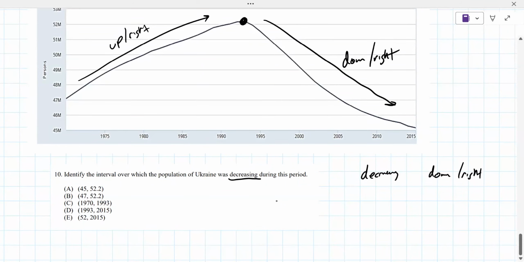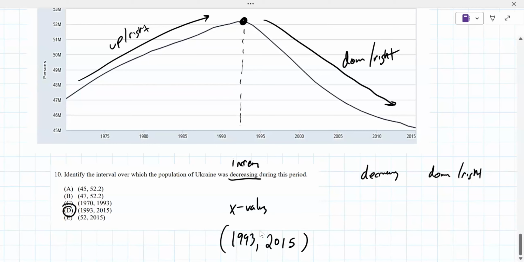Okay. So whether it asks for increasing or decreasing, it's always asking for the X values. So what's the X value here? Like 1993. Okay, 2000 to 2015. Yeah. So is that answer in here? Letter D. Yeah.